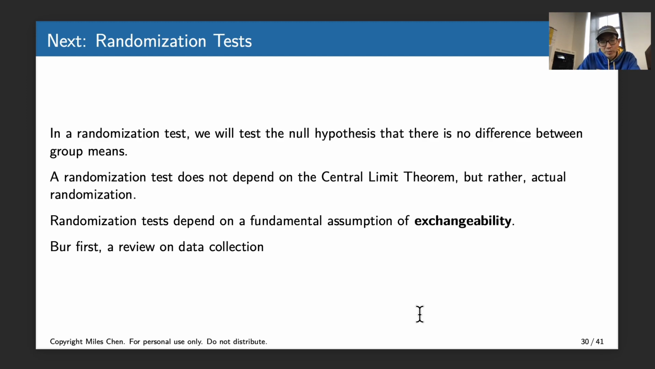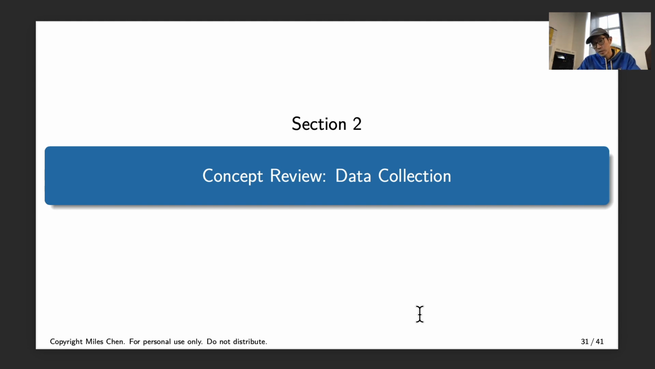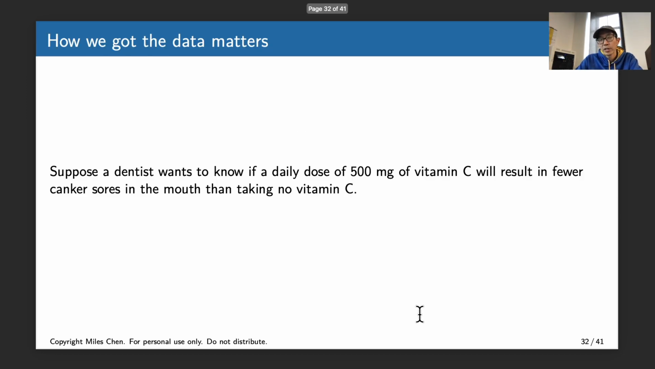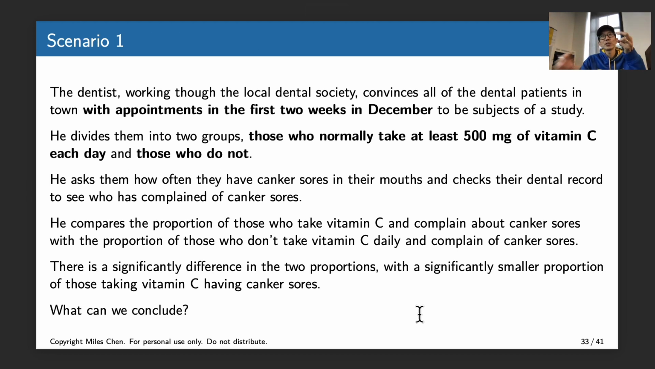I'm going to run out of time to go over these last few slides, so please just read over them on your own time. But this covers data collection. The two key ideas here in data collection are that we can have random samples and we can have random assignment. This is a silly scenario where we're trying to do some study on vitamin C and canker sores.